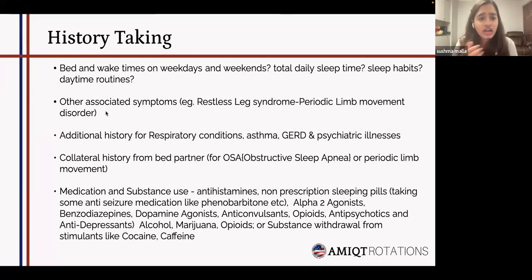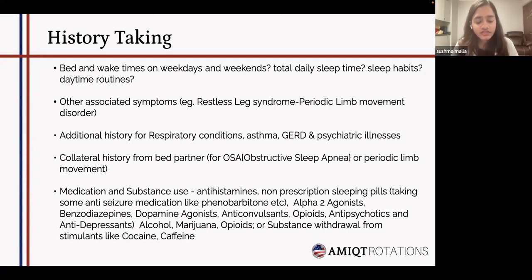And other than that, we can ask about additional history for respiratory conditions, asthma, GERD, psychiatric illnesses, and collateral history can be collected from the bed partner about if the person is snoring at night, or if they see any movements of the limbs, if they're having cataplexy or any abnormal behaviors when they're going into that deep sleep.